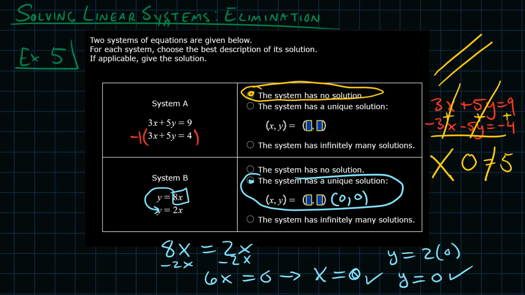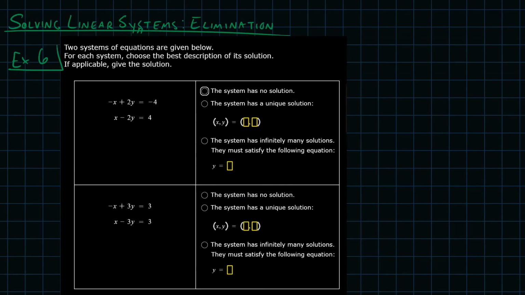This is where the two lines intersect at the origin in this case. In our final example, we must again solve the system of equations and determine whether it has a solution, no solution, or infinitely many solutions.